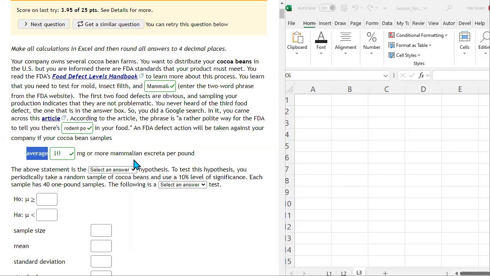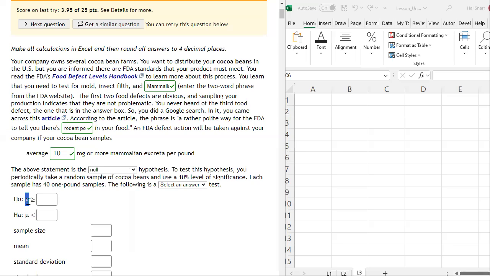Average 10 milligrams or more. So it can be equal to 10 milligrams, or it can be more than 10 milligrams. That includes the word equals. So that is the null hypothesis. To test this hypothesis, you periodically take a random sample of cocoa beans and use 10% level of significance. Each sample has 41 pound samples in it. The following is an example of what kind of test.